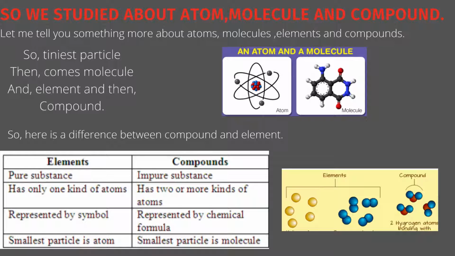So here is the difference between compound and element. Element is a pure substance, compound is an impure substance. An element has only one kind of atom, a compound has two or more kinds of atoms. An element is represented by a symbol, a compound is represented by a chemical formula. The smallest particle of an element is the atom, the smallest particle of a compound is the molecule. So here is a diagram to understand.